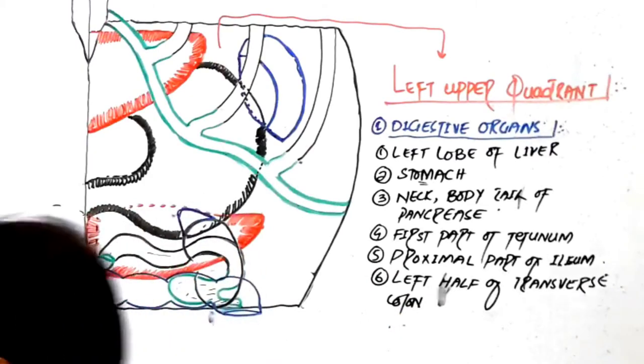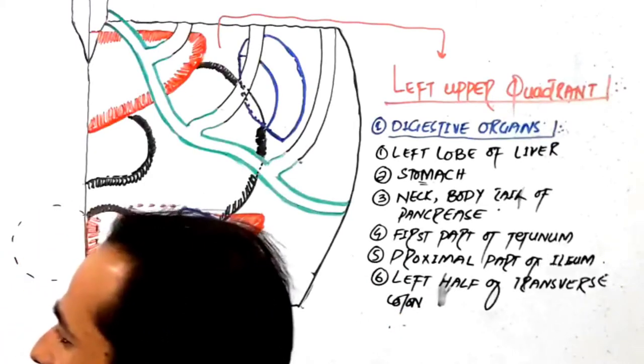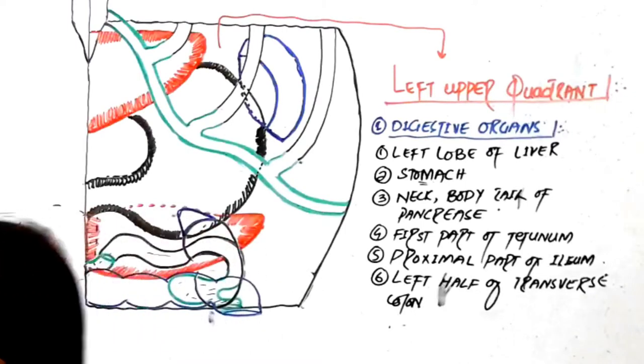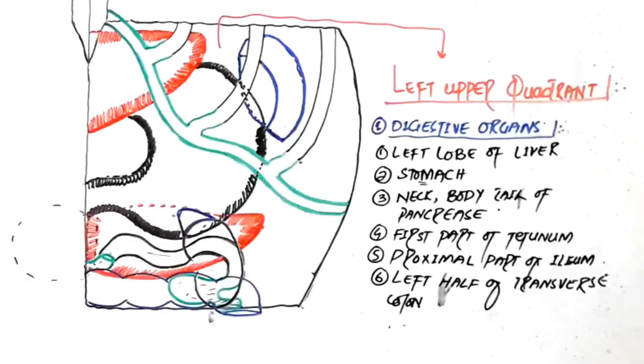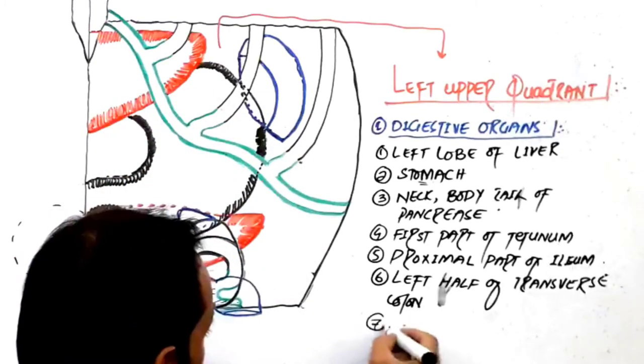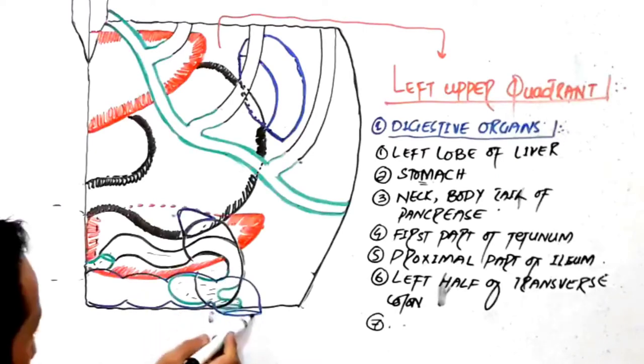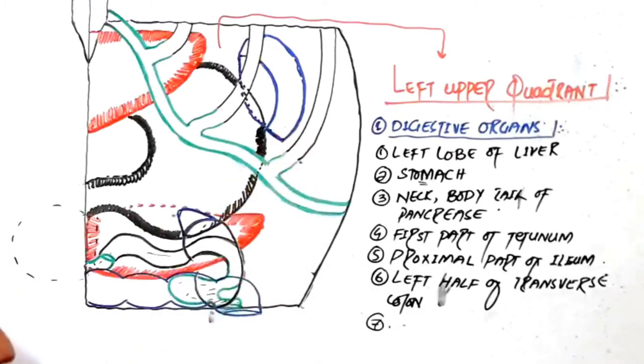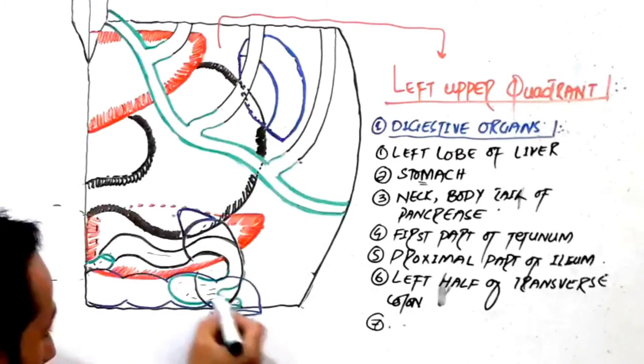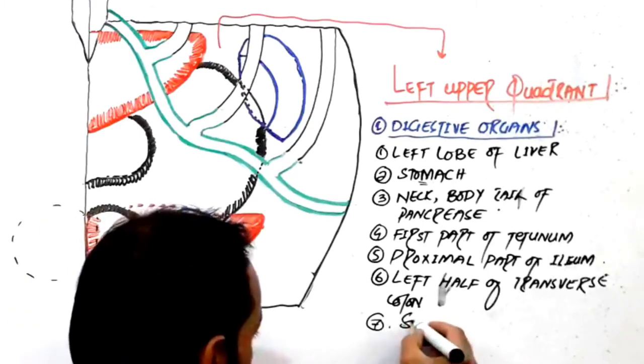As I have told you, the right half of the transverse colon is present in the right upper quadrant, you can see here, but the left half of the transverse colon is present in the left upper quadrant, right? Then the seventh part is the colic flexure, right? So here was the hepatic flexure, here is the splenic flexure, as this flexure is pointing towards the spleen, right? So this is the splenic flexure.